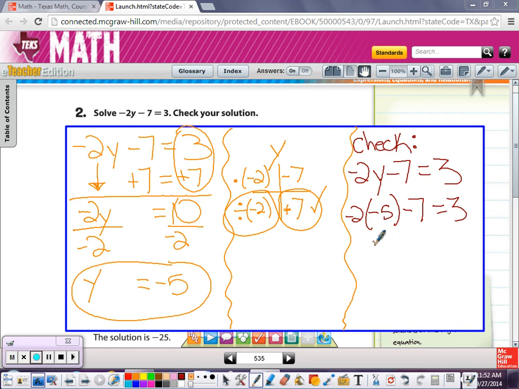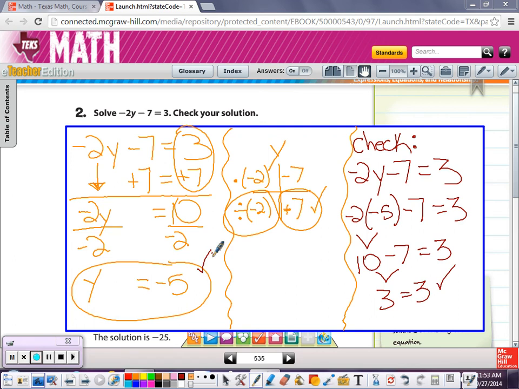I'm going to use the order of operations, or PEMDAS, and I know that -2 times -5 will happen first. A negative times a negative is a positive, so I don't need to write a sign. 2 times 5 is 10. Now I have 10 minus 7, we hope, equals 3. I'll go ahead and use subtraction, 10 minus 7, and that does indeed equal 3, which is what it's supposed to equal. So since this is true, I know this is in fact my solution.